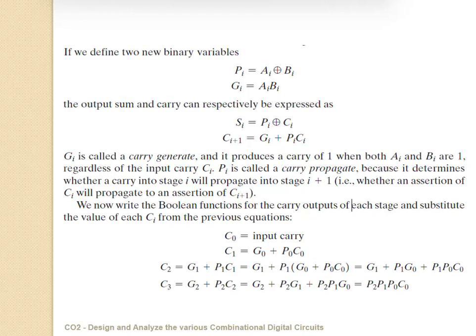So Gi is also called carry generate and Pi is also called carry propagate. From this we can obtain C0, which is nothing but the input carry. C1 is equal to G0 plus P0 C0.